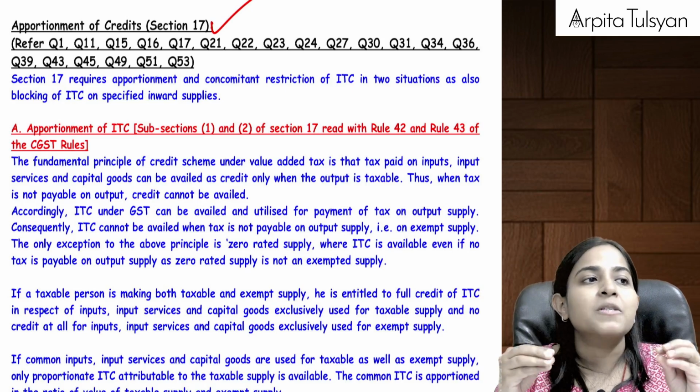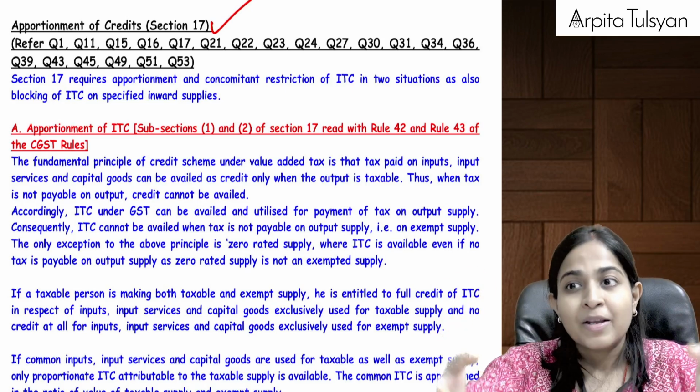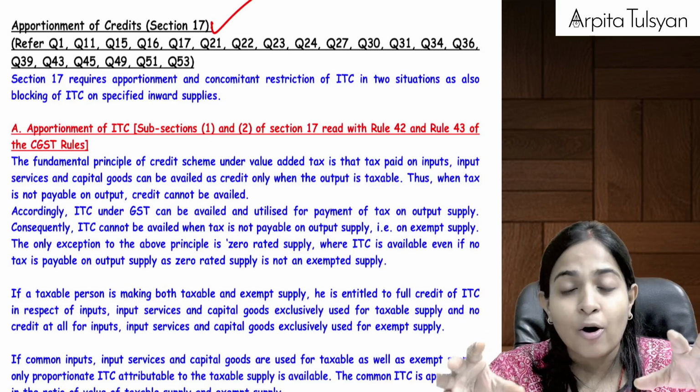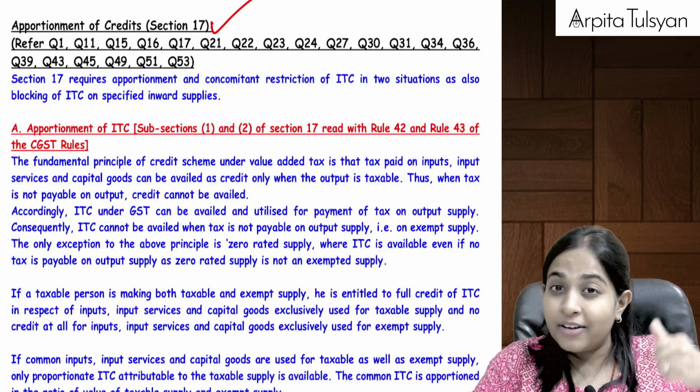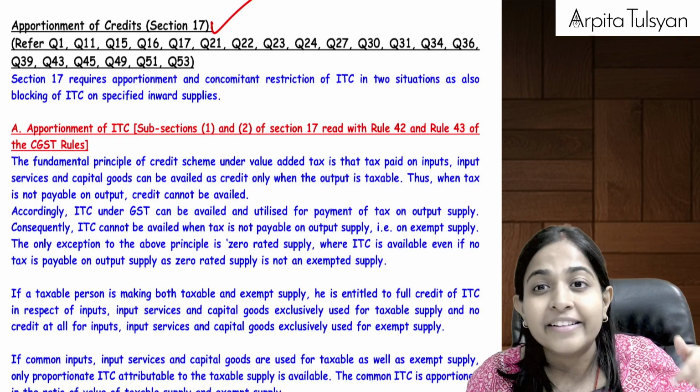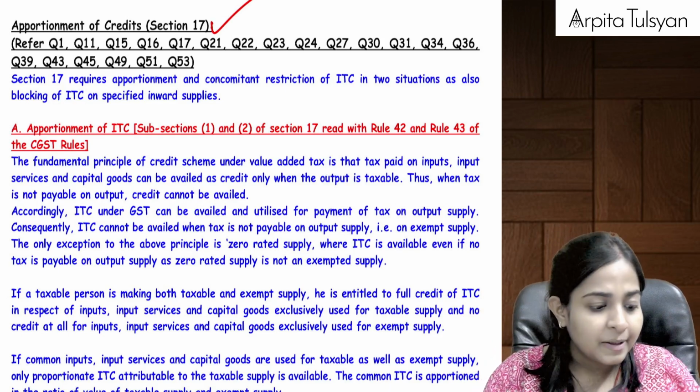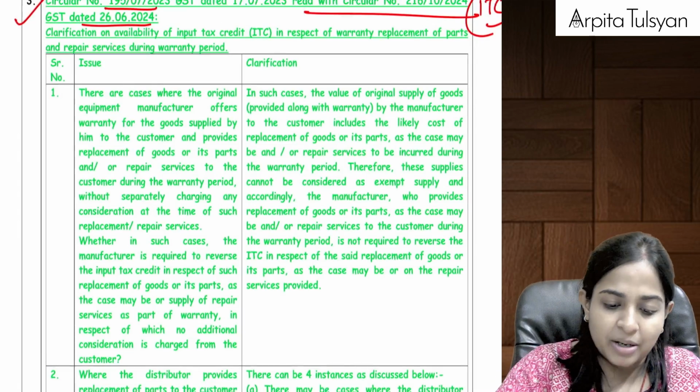But when this person is doing an exempt supply, if I am doing some supply on which GST is exempted, on which GST is not applicable, then whatever I have purchased, I will not get the credit of the same. Do you recollect that? Yes, this we had done in section number 17.